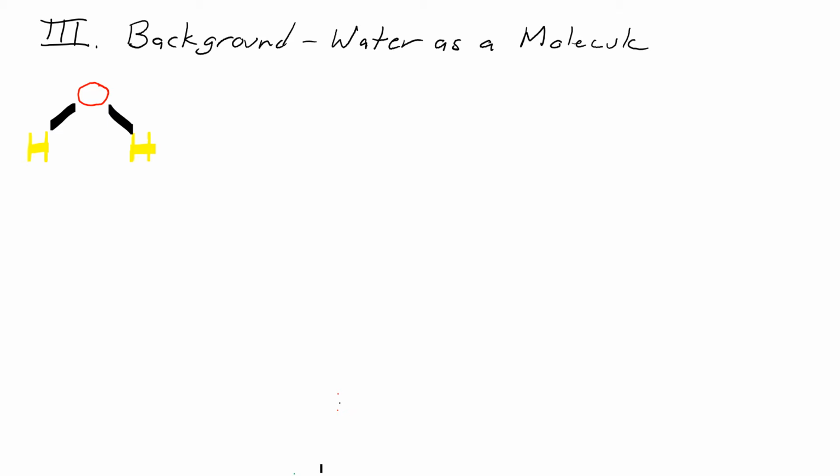Now, one thing about this water molecule is that the atoms are bonded in a geometry that is a little weird, okay? So this angle that's made between these two hydrogens is about 105 degrees.